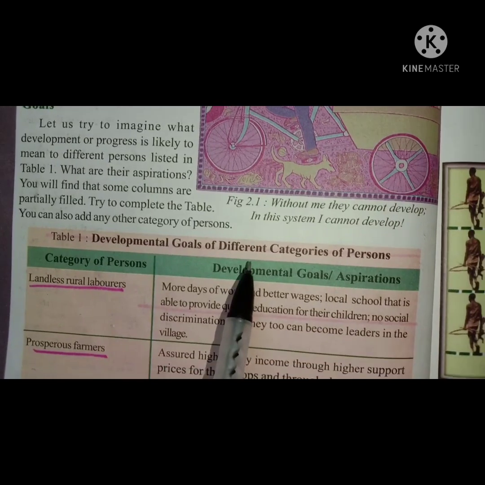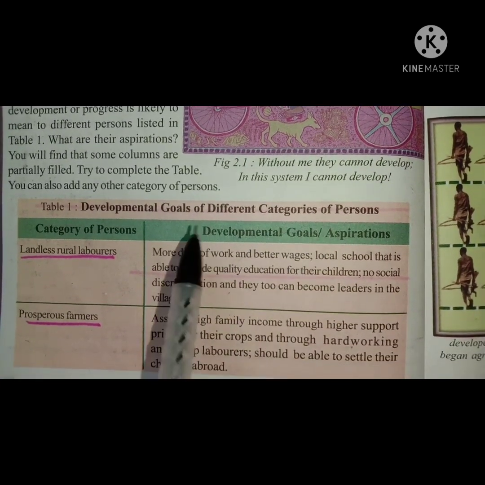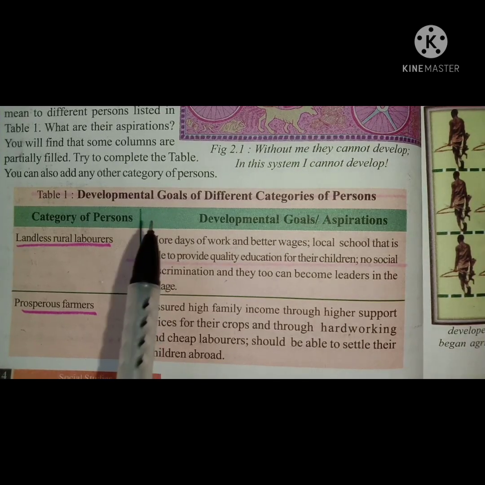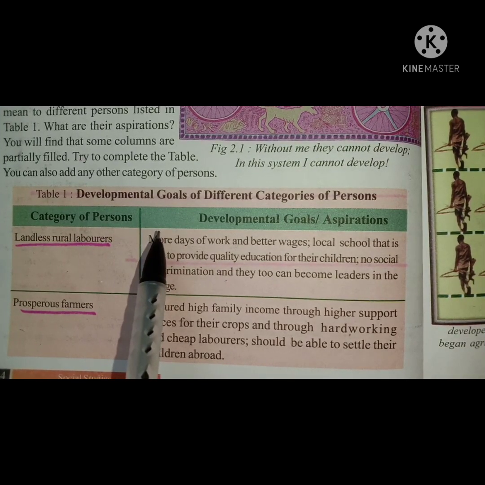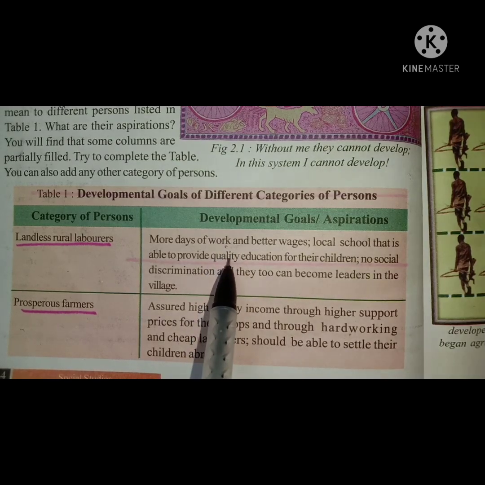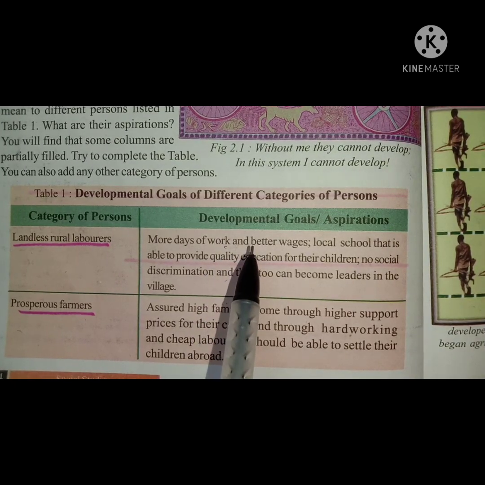Developmental goals of different categories of persons. For example, write two developmental goals of landless rural laborers. That means more days of work, better wages, quality education for their children. Understand?